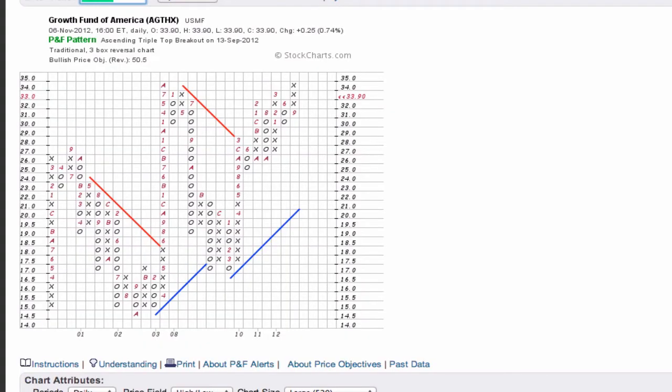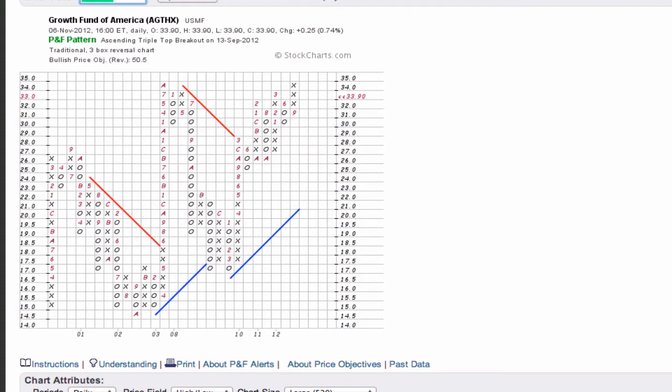Inside the chart, you'll see columns that are filled with either X's, which are prices going up, or O's, which are prices going down. In some of these boxes, you'll see numbers 1 through 9, or capital letters A, B, or C. The numbers 1 through 9 represent the months January through September, and A, B, and C represent the months October, November, December. So the first thing we want to do is expand the chart so we can get some more detailed information.